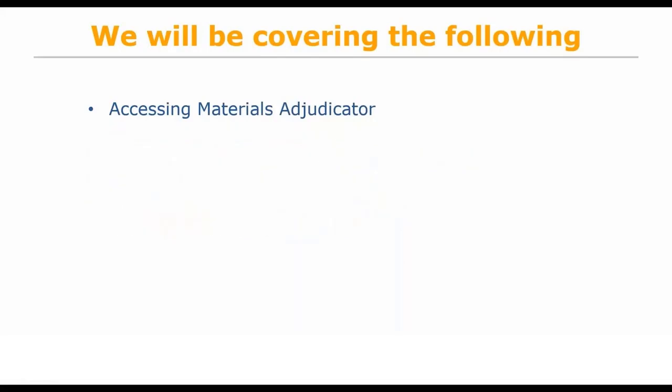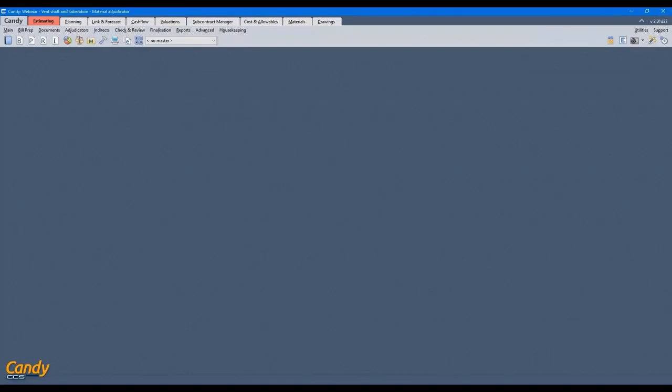Accessing Material Adjudicator. I will now show you how to access Material Adjudicator. You can select the Adjudication tab in the Estimating Application menu and select Materials Adjudicator.